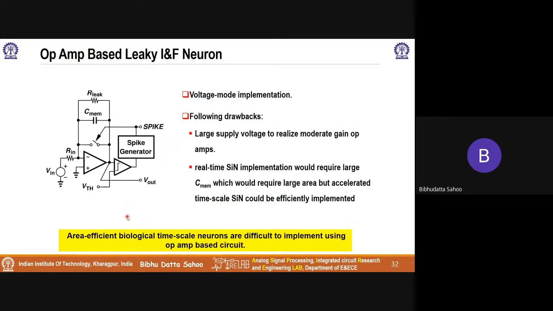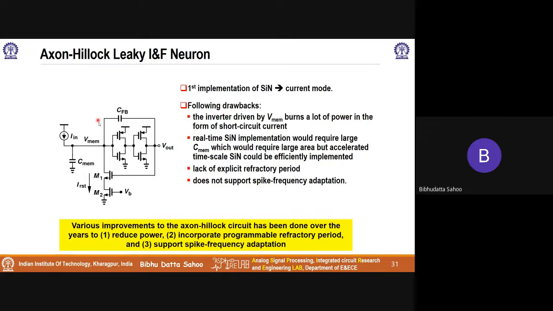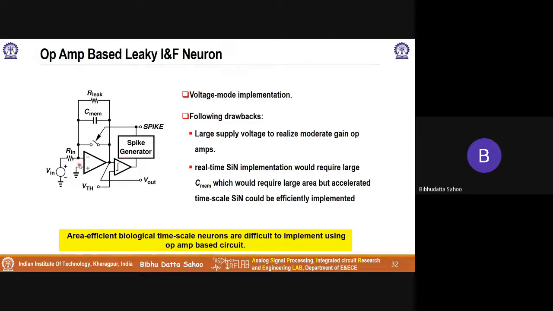So people said, why not use an op-amp? They go for a voltage mode implementation. There is a membrane potential and a resistance which leaks the charge, so this acts more like a low pass filter. It integrates and fires, and there is a spike generator: when the output of the op-amp exceeds the threshold voltage, the comparator becomes 1, generates a spike, then resets and discharges this membrane capacitance. Same as before, but it uses an op-amp.